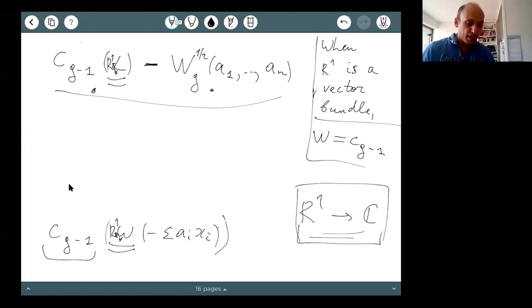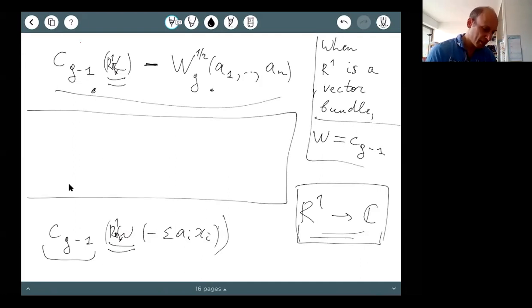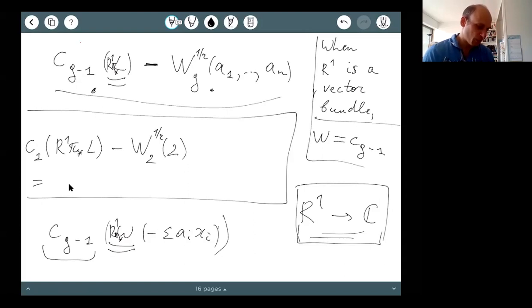And on the parasitic components, you do get extra contributions, but they all come with higher powers of r. And so this will be my last formula. c_1 of R1 pi star of L minus Witten's class in genus 2 over r is equal to the holomorphic locus plus r times the parasitic locus here.